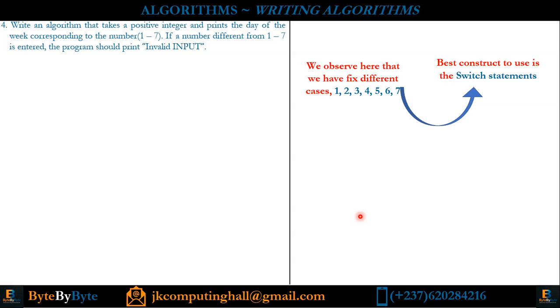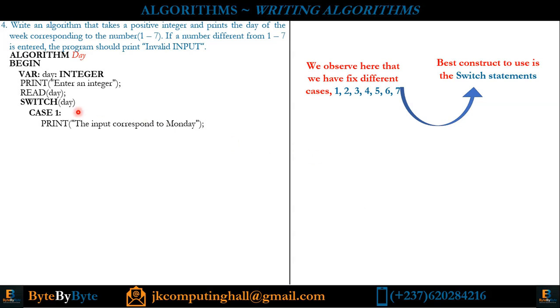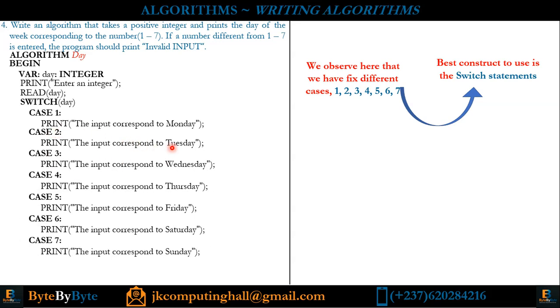Remember that, guys, I told you that a switch statement is proper when we have fixed discrete values to use. So we have algorithm day. We have just one integer, the day the user will enter. Print "Enter an integer." We read the day. Now, what do we have? Switch case 1: in case the value of day is 1, what do I print? The input corresponds to Monday. Case 2, if the day entered is 2, it corresponds to Tuesday, and so on. You have the different cases: Wednesday, Thursday, Friday, Saturday, Sunday.